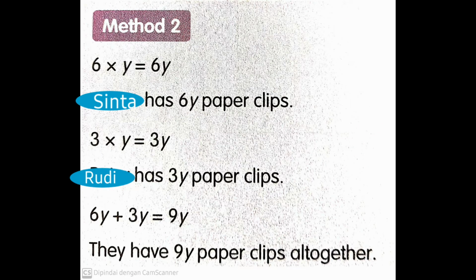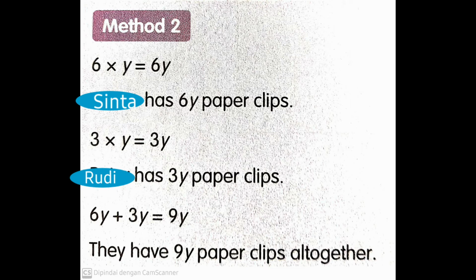In method 2, you have to multiply Sinta's boxes and Rudy's boxes with Y because each box has Y paper clips. So 6 multiply Y is 6Y. Sinta has 6Y paper clips. And then 3 multiply Y is 3Y. Rudy has 3Y paper clips.